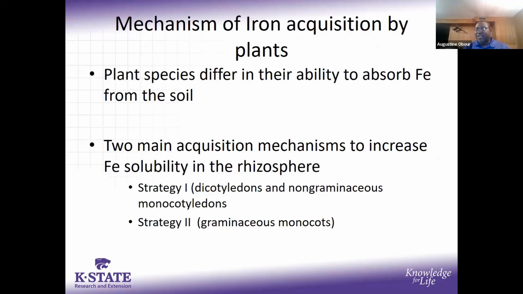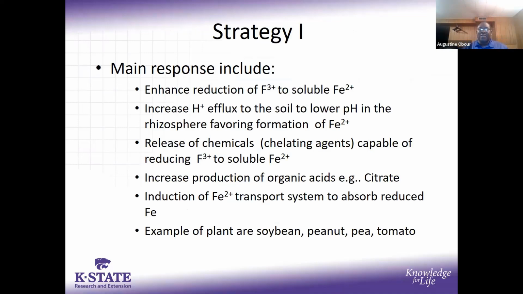What is the mechanism of plant acquisition of iron? Different plant species differ in their ability to absorb iron from the soil. Basically, we have two main strategies that plants use in acquiring iron from the soil. The first one is strategy 1 plants, which are our dicotyledonous plants or non-gramineous monocots. And then we also have our strategy 2 plants, which are our grasses. In strategy 1 plants, the main mechanism involved is the ability to reduce the iron oxides to iron 2 to increase the availability for plant uptake.